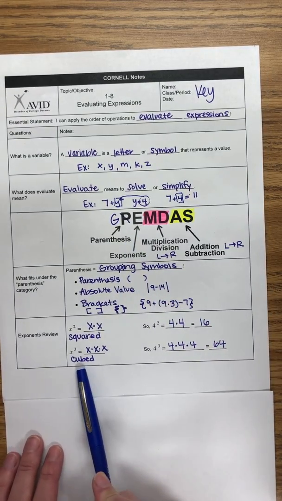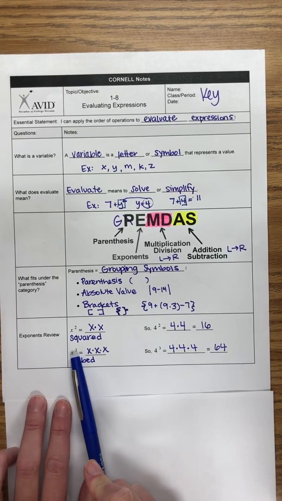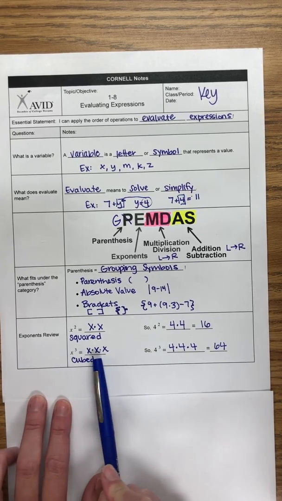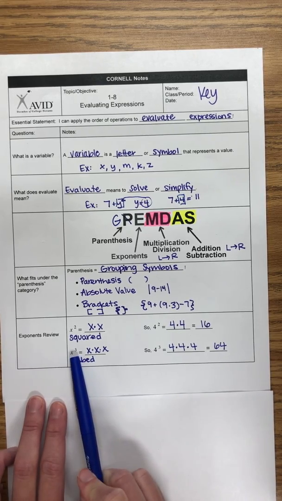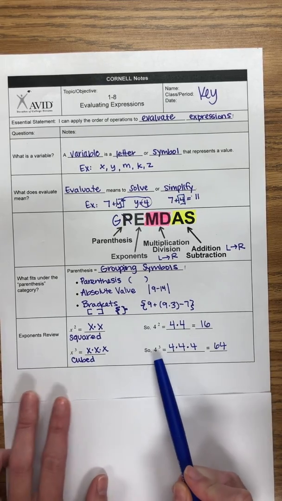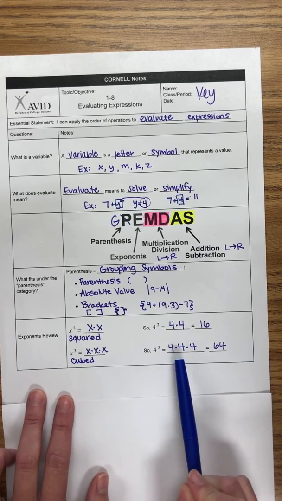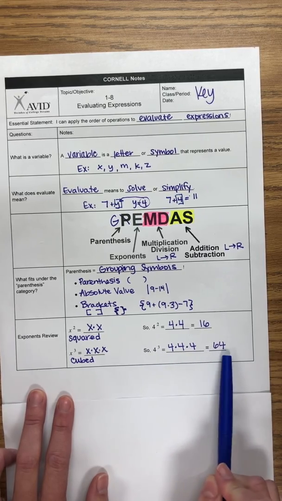We also have cubed. Cubed is to the third power. That means x times x times x. Remember, a cube is three-dimensional, which is why we use the number 3. Example here is 4 cubed would be 4 times 4 times 4, which is 64.